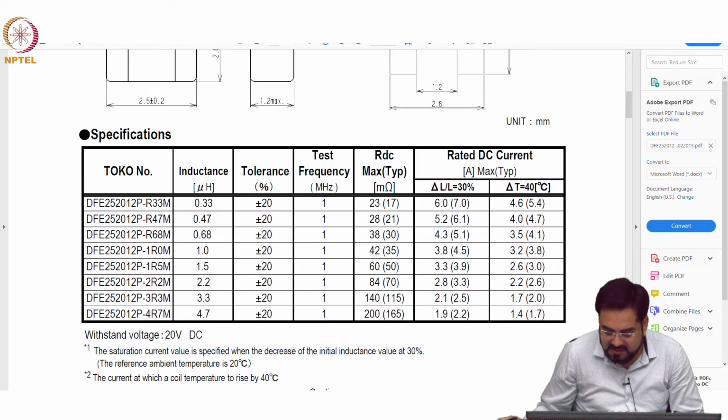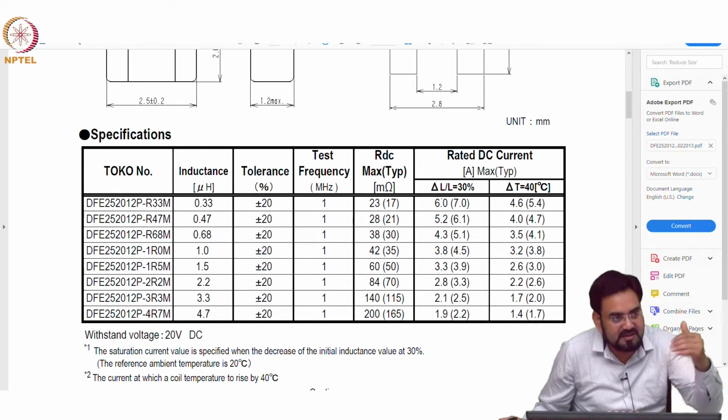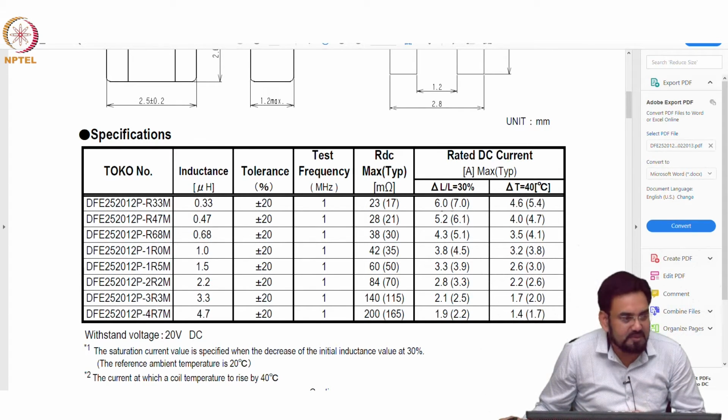Now, you have two values here, you can see delta L by L 30%. So, this is your ISAT, that is what we defined, and now look at ISAT for this lower value. As the inductor value goes lower, your ISAT improves and your I rated also improves, because I rated is based on temperature rise, and temperature will increase only when I squared R losses are there. So, if DCR is high, then temperature rise will be more, which means lower DCR will improve your I rated DC.